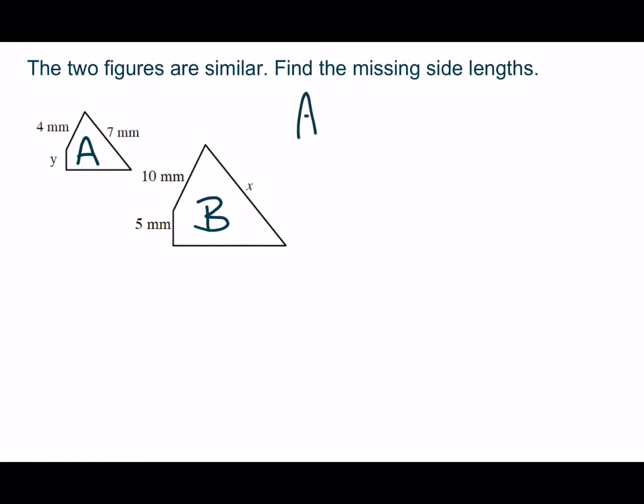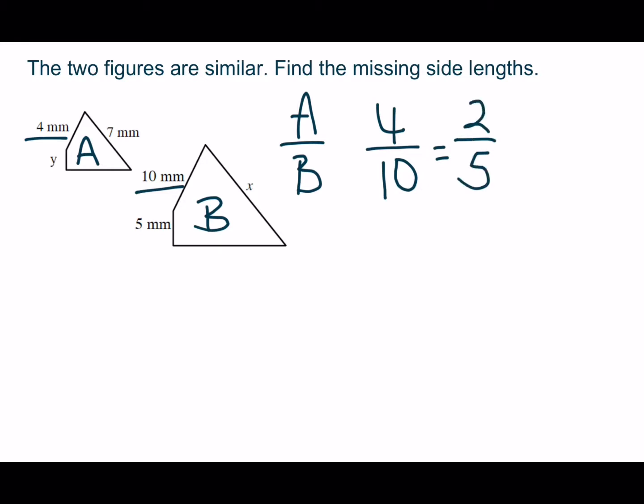And again, I'll just do A over B. And find the corresponding side lengths we know. And that's going to be 4 in A, corresponding to 10 in B. Simplify your fraction. 2 goes into both of them, 2 over 5.